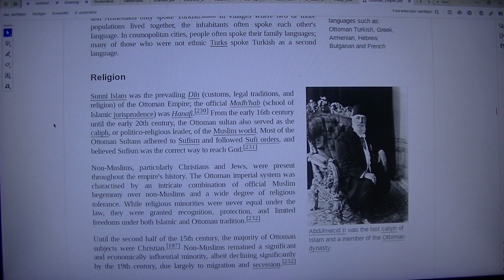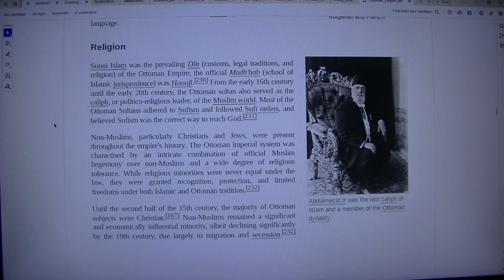Religion. Abdülmecid II was the last caliph of Islam and a member of the Ottoman dynasty. Sunni Islam was the prevailing religion of the Ottoman Empire. The official madhab, school of Islamic jurisprudence, was Hanafi.